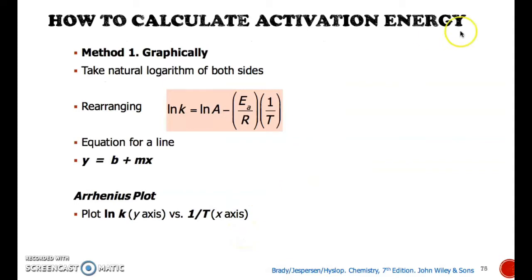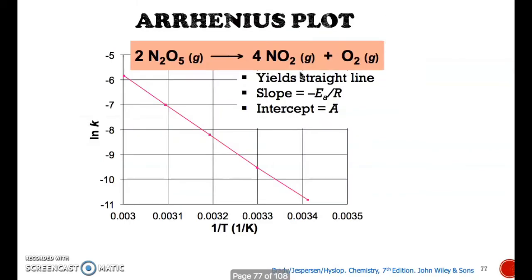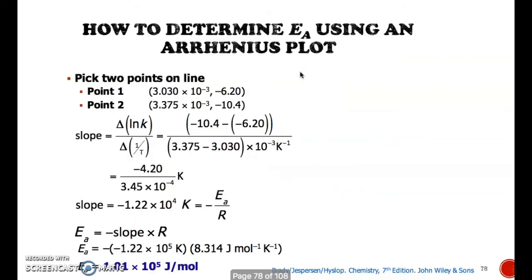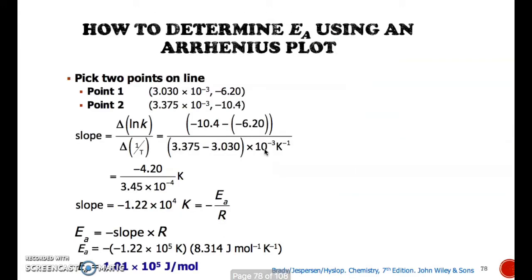How to calculate activation energy? So we use the formula, and this is the rearranged formula, and this is the example. And we look at this. This is from the graph. So this is how to determine activation energy using an Arrhenius plot.